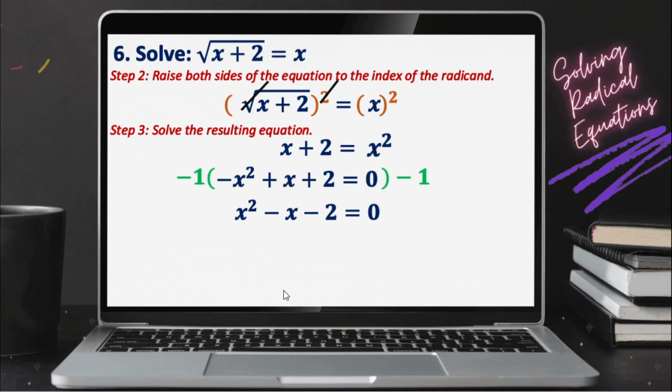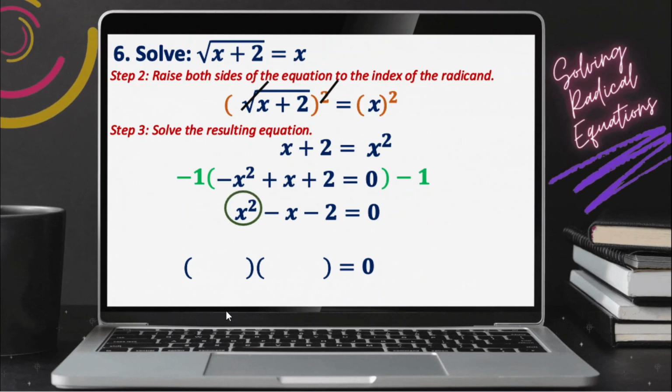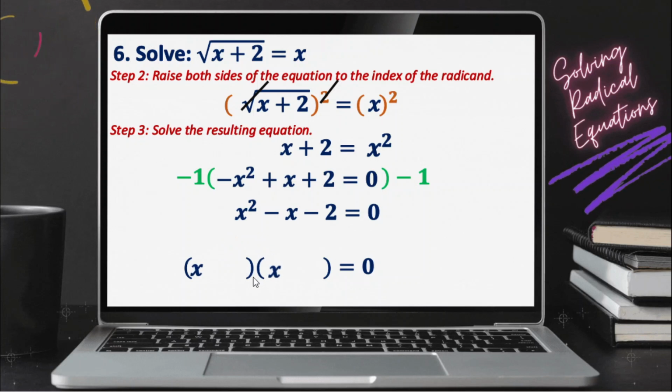Since the obtained equation is quadratic, we have to factor x squared minus x minus 2 is equal to 0. Since it is factorable, the factors of x squared are x times x. Then, to complete our factors, we have to think of two numbers whose product is negative 2 and whose sum is negative 1. So, we have negative 2 and 1. Negative 2 times 1 is negative 2 and negative 2 plus 1 is negative 1.